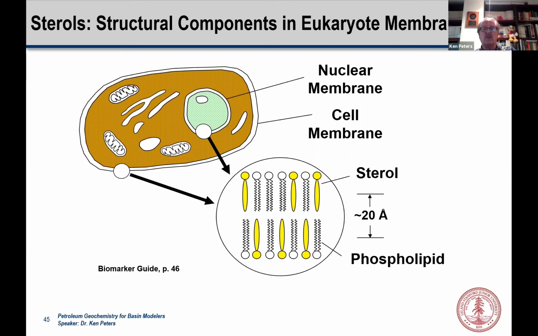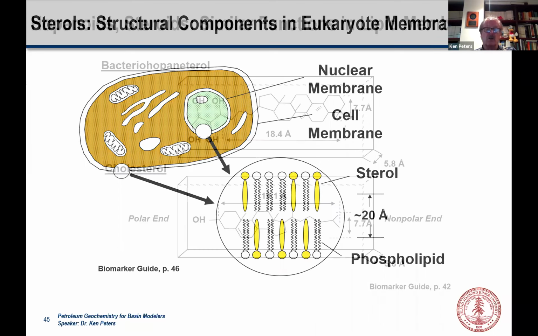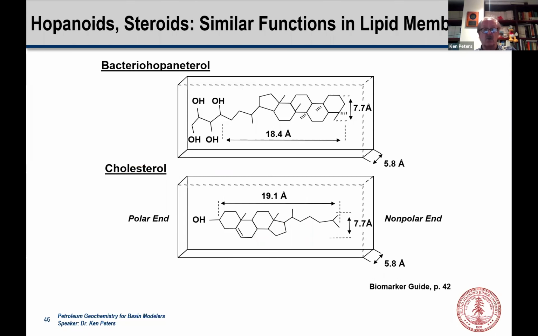Sterols are also very difficult to biodegrade, and that's one of the functions they serve here as membrane components. They protect the cell from attack by other organisms because it's very difficult for them to degrade these sterols. They're polycyclic compounds that are hard to degrade. Here's cholesterol. You can see there's that polar head, and there's the apolar tail. It's about 19 angstroms long.